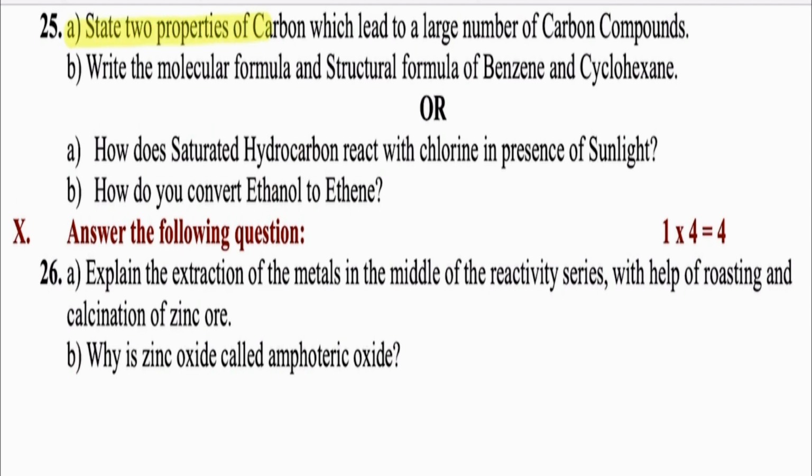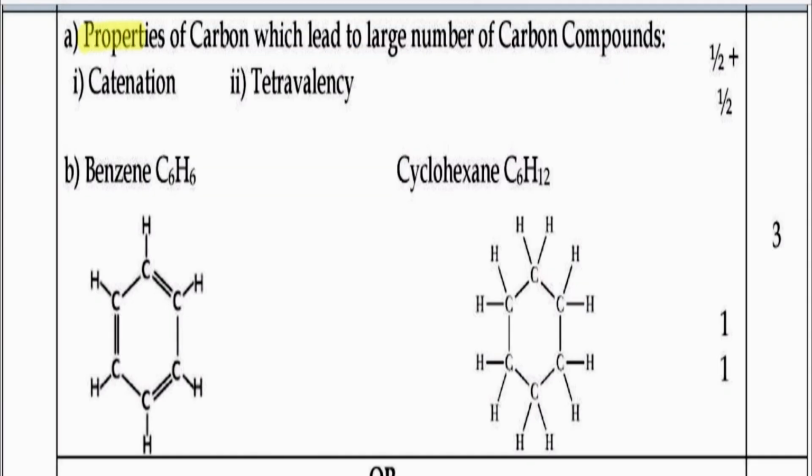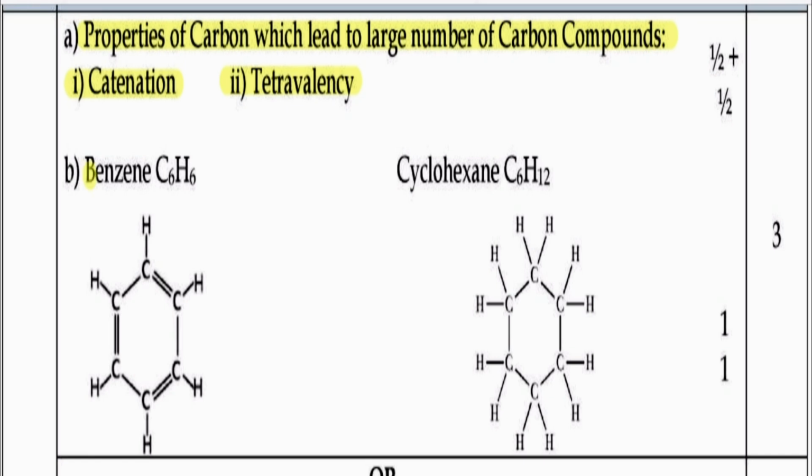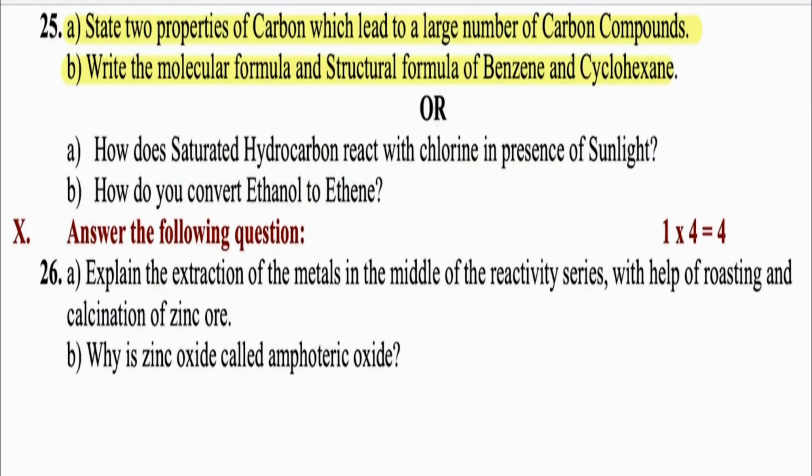Next, question number 25. State the properties of carbon which lead to a large number of carbon compounds. Properties of carbon which lead to a large number of carbon compounds are 1. Catenation, and 2 is tetravalency. Question B. Write the molecular formula and structural formula of benzene and cyclohexane. Benzene molecular formula is C6H6, and cyclohexane molecular formula is C6H12. Here is the structural formula. I will go to the next question.